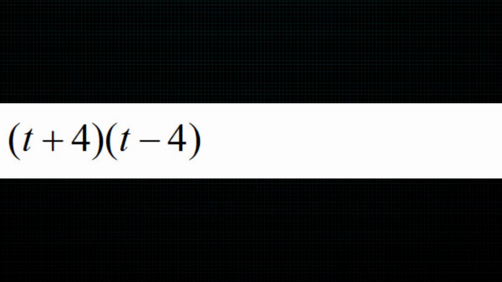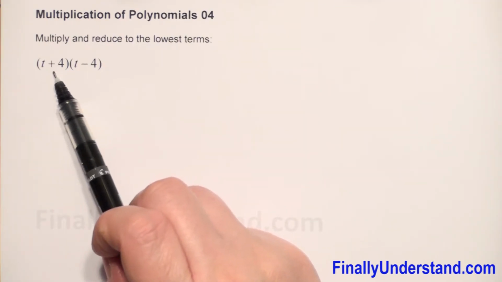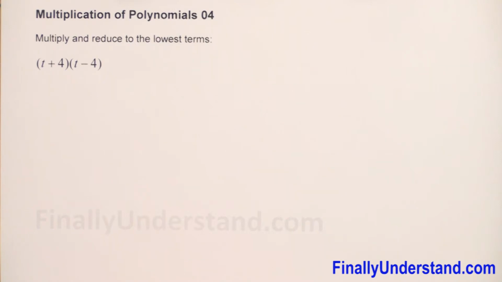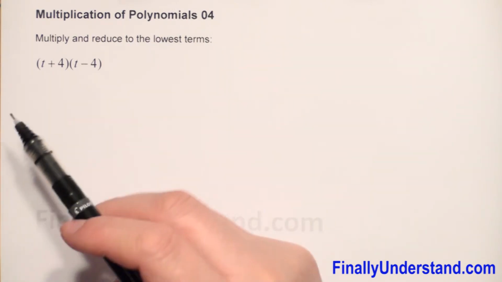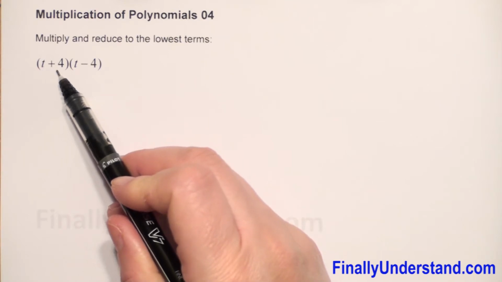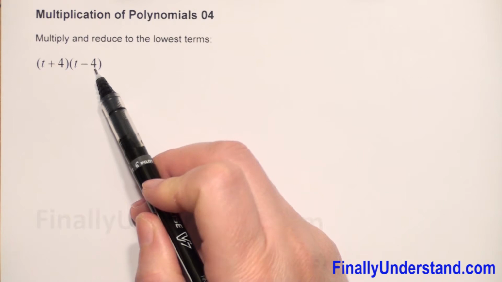We have multiplication of two binomials. Why? Because we have two terms in the first parenthesis and two terms in the second parenthesis. How do we do multiplication of binomials? We have to multiply every term in the first parenthesis by every term in the second parenthesis.